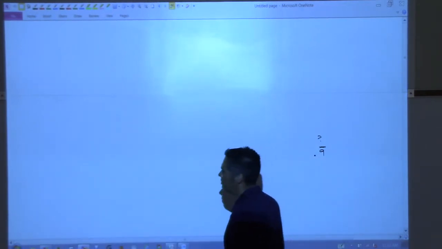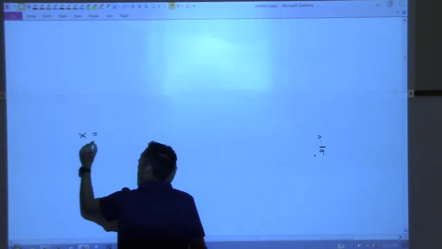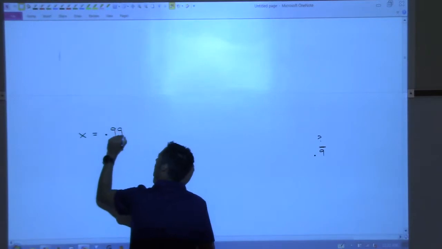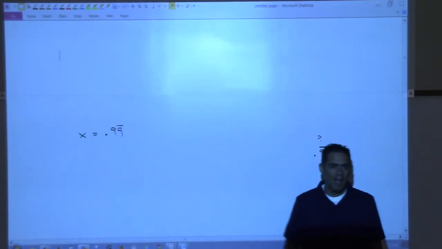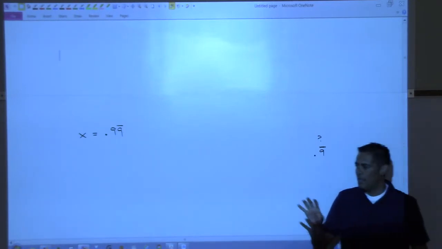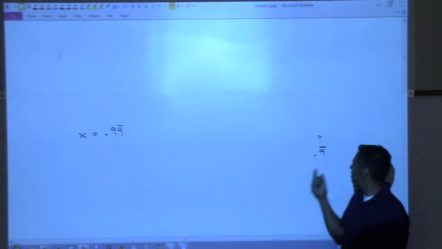See if you can follow this. I'm going to define x to be 0.9 forever. I'm going to put two 9s, even though it doesn't matter, all right? Do you all understand? I am saying to everyone in this class right now, let x be that number. I'm curious to know what x is. Is it the number right next to 1?